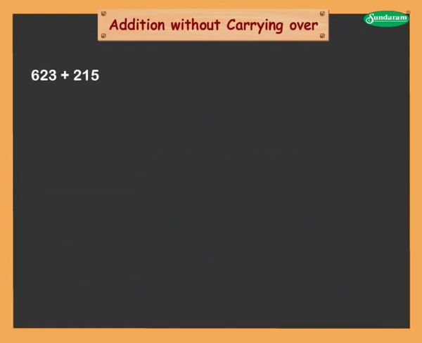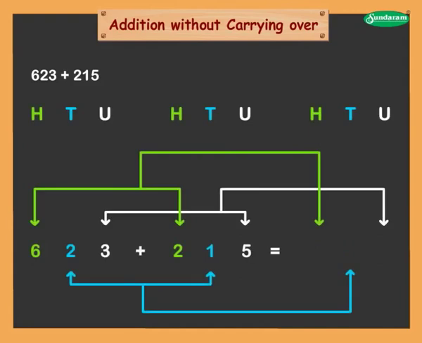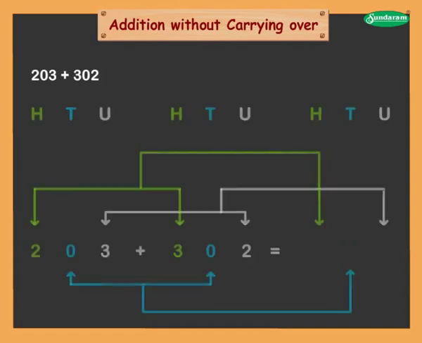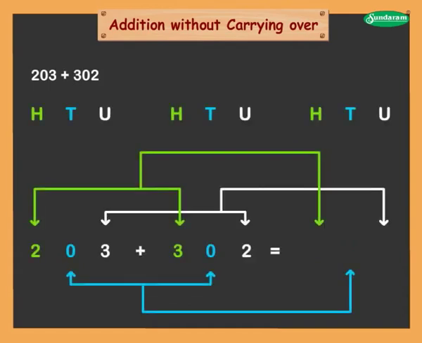623 plus 215. 6 hundreds, 2 tens, 3 units plus 2 hundreds, 1 ten, 5 units is equal to 8 hundreds, 3 tens, 8 units. 203 plus 302 is equal to 5 hundreds, 0 tens, 5 units.